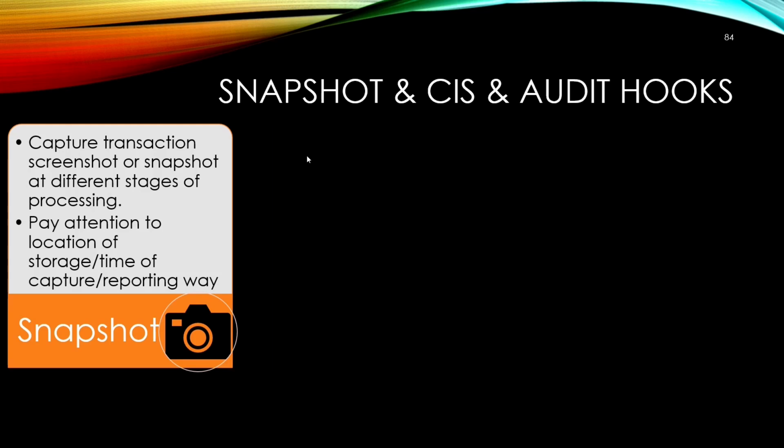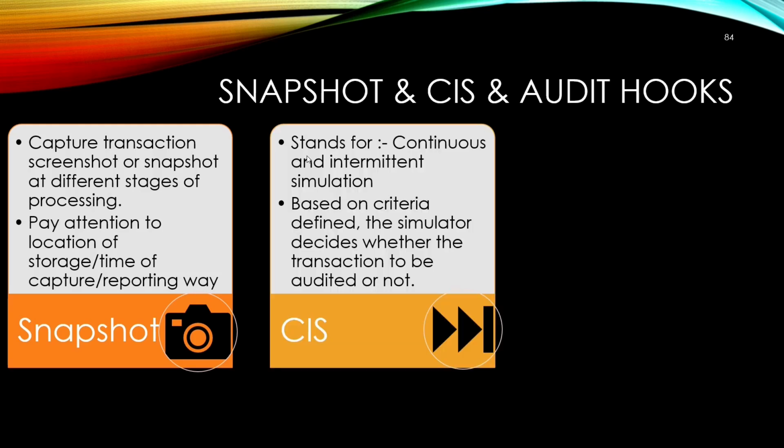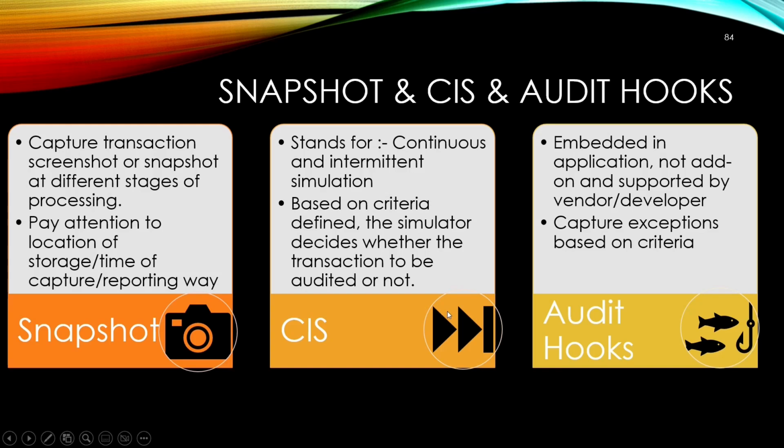Snapshots capture the state of a system or parameter before and after a transaction to identify any anomalies. CIS uses predefined criteria to decide whether a transaction should be audited, reducing resource consumption. Audit hooks are embedded in applications to capture exceptions based on specific criteria and are relatively easy to implement.